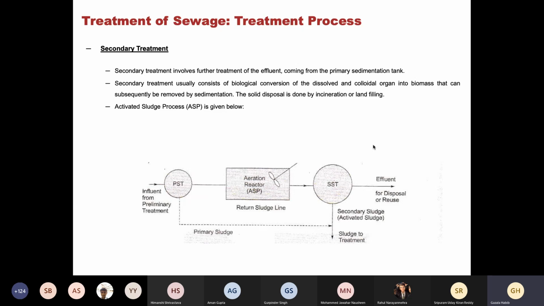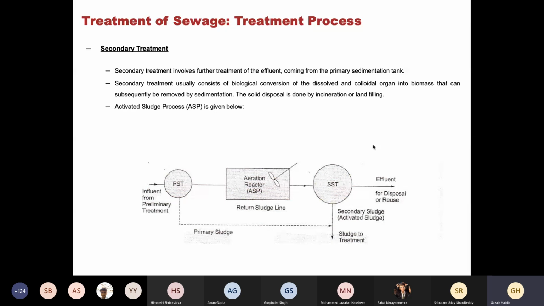to increase the rate of biological activity in the activated sludge process. So that is why it is known as the activated sludge process. Active bacterial mass from the secondary settling tank is used in the aeration tank to increase the biological activity.